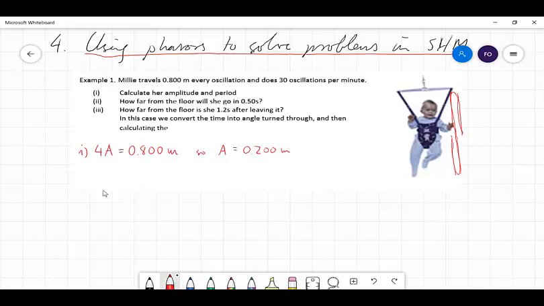And we're told that she does 30 oscillations per minute. So for the time period, she takes 60 seconds to do 30. So therefore the time period must be 2 seconds. If it takes 60 seconds to do 30 oscillations, it must take 2 seconds to do 1. I might give that to a few more significant figures: 2.0, given that 30 was given to 2.